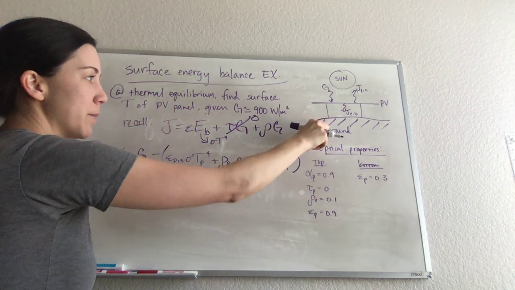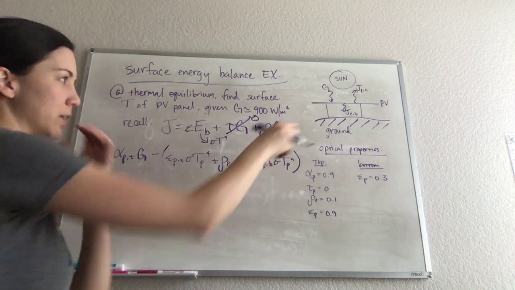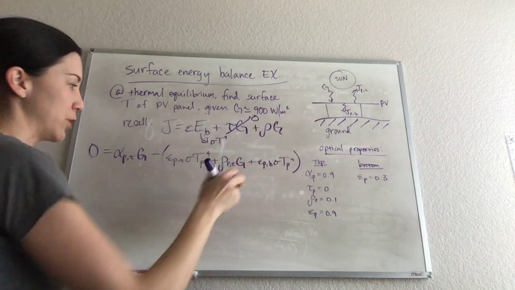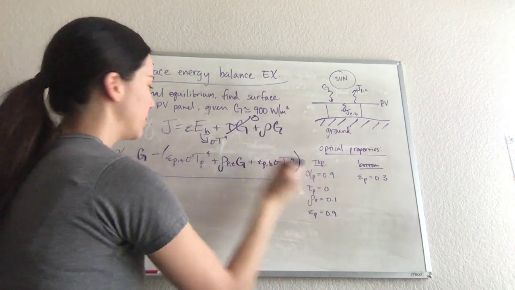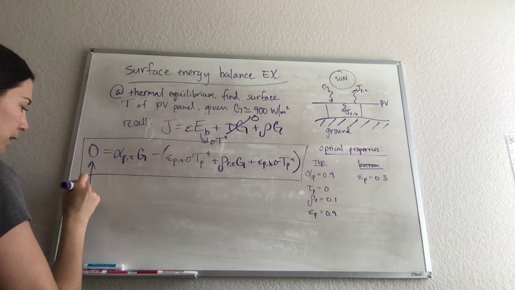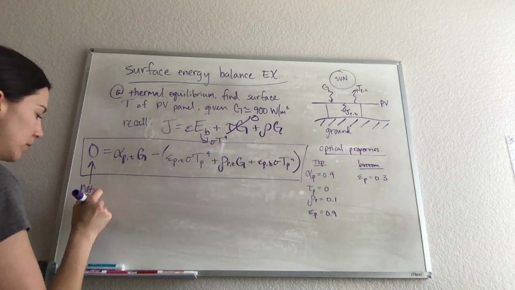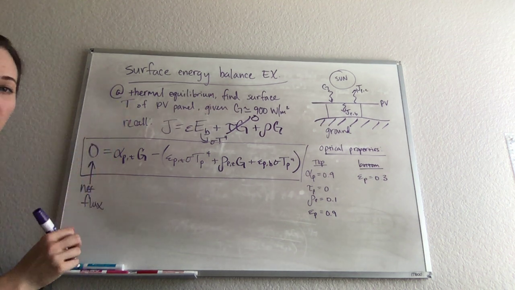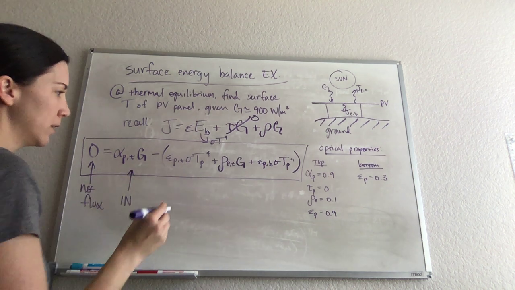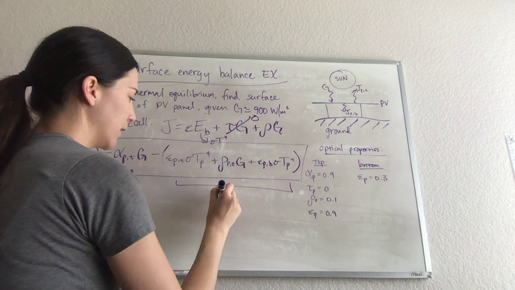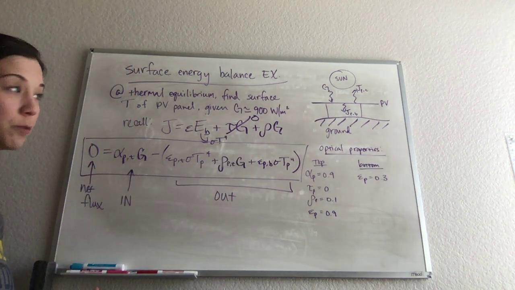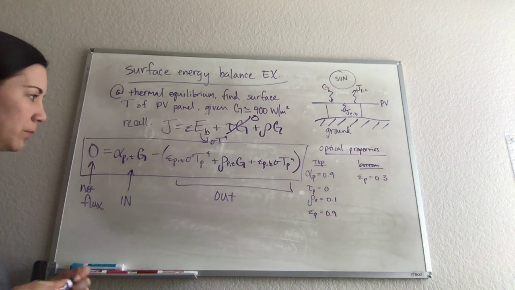And that's it, because I'm actually going to neglect the ground, so there is no incoming G over here, so there's no reason for me to write another G for the situation on the bottom. Just to be super clear, this is the net flux, and it's equal to 0 because we're at thermal equilibrium, okay? This right here is in, and this whole thing right here is what's going out. So this is a surface energy balance for this particular problem, okay?